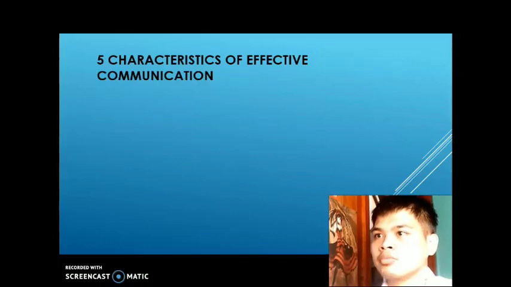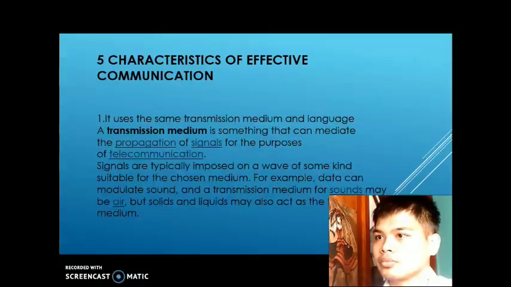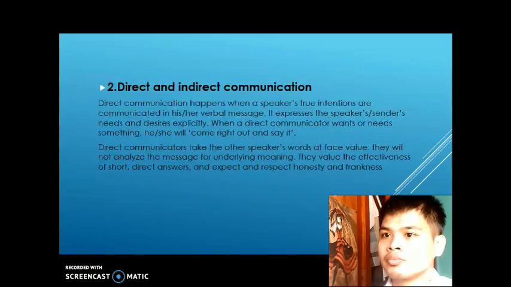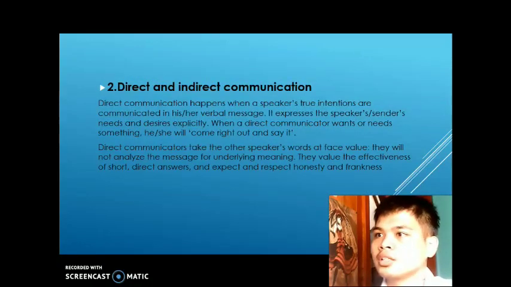Five characteristics of effective communication. One, it uses the same transmission medium and language. A transmission medium is something that can mediate the propagation of signal. For the purposes of telecommunication, signals are typically imposed on a wave of some kind suitable for the chosen medium. For example, data can modulate sound, and the transmission medium for sound may be air, but solid and liquid may also act as the transmission medium. Two, direct and indirect communication.